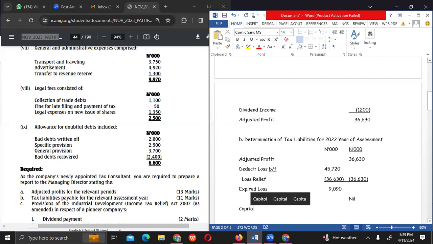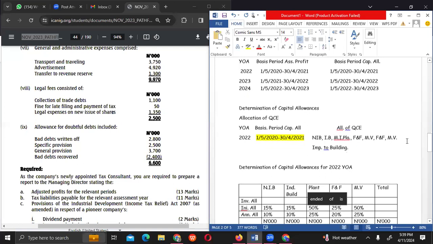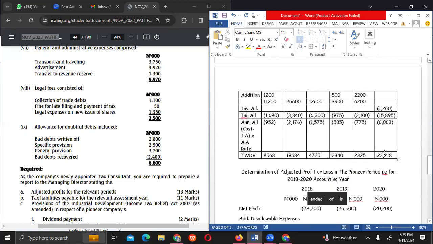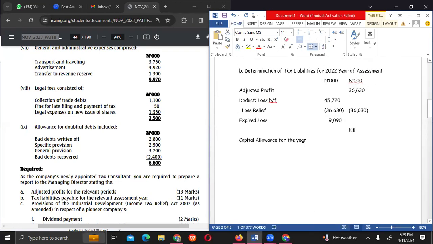Yes. Then you have capital allowance for the year. So you come here, you see the reason why you computed the capital allowance too. You pick the total capital allowances for the year, 23,218, right?